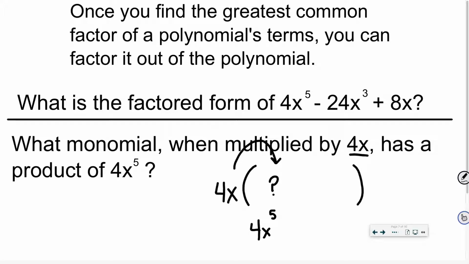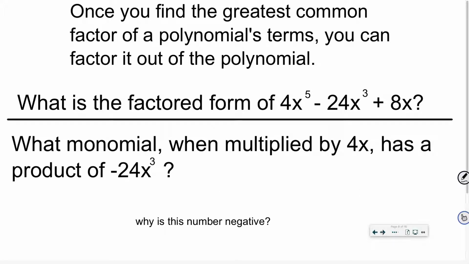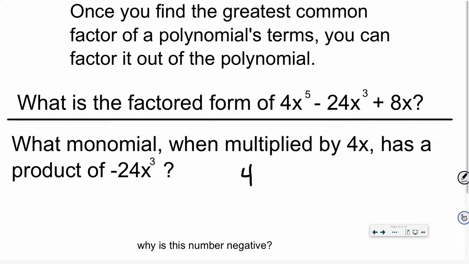X to the 4th. That would have to be x to the fourth. That's another approach. We could do that same thing here. What would I multiply 4x by to get negative 24x to the third? Negative 6x to the second.